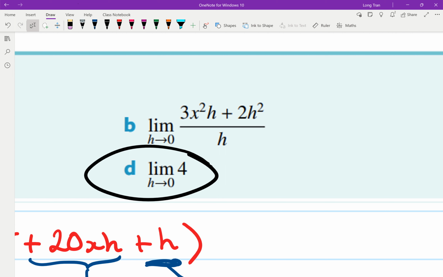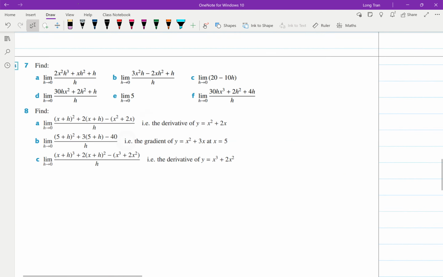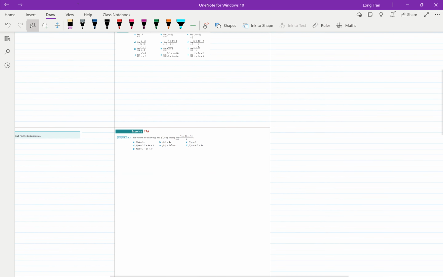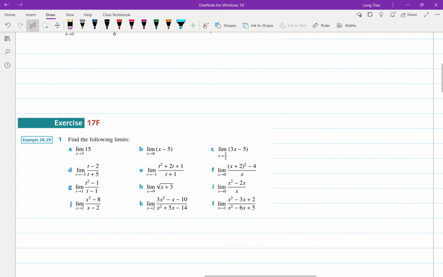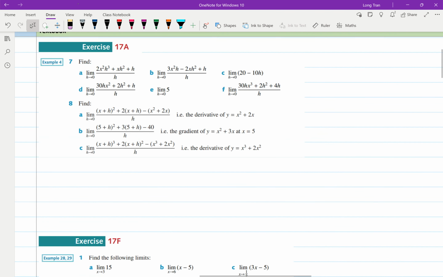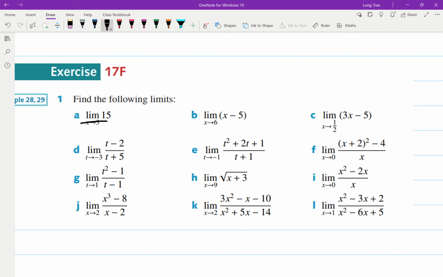Now I haven't taught you that you can observe it from a negative perspective or a positive perspective. That's for later. At the moment, I just need you to be able to understand how to write it and how to work with these types of questions. So exercise 17A, these are the questions I want you to practice. And exercise 17F also. Sorry, so 17A, you've got 7 and 8. 17F, you've got question 1. That's to practice. It doesn't have to be 0. What happens if it approaches 3? What happens if it approaches 6? It's your prediction of what the overall value becomes.